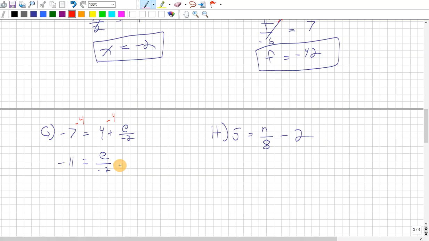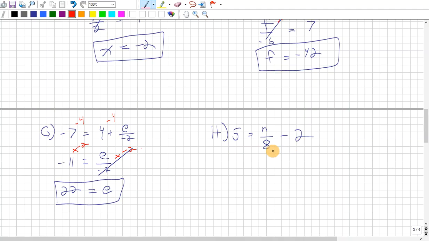E divided by negative 2, the opposite operation is multiplication, so I'm going to multiply by negative 2 on both sides. On the left-hand side, I have a negative times a negative, so that becomes a positive 22. That cancels, and I'm left with just e, which is equal to 22.